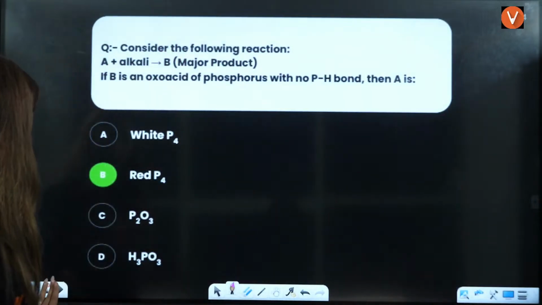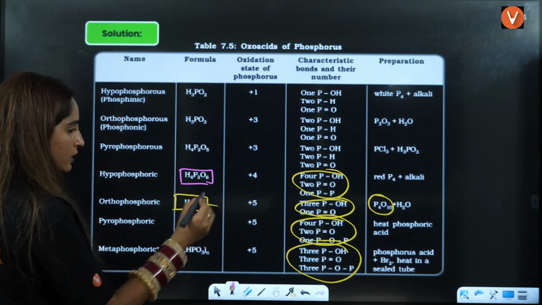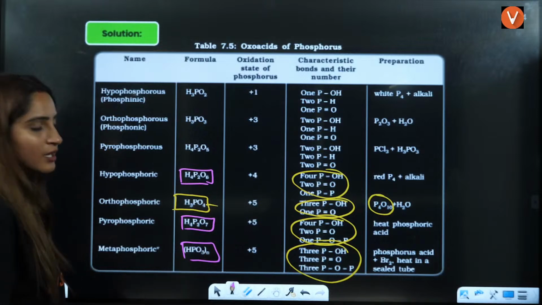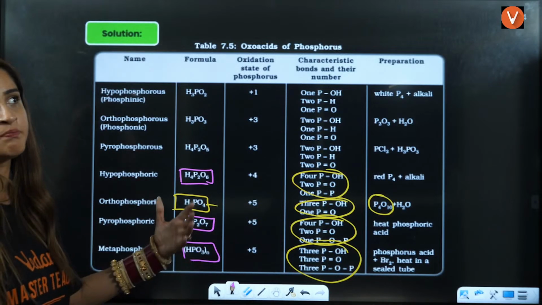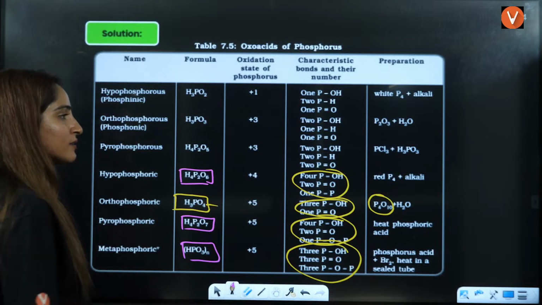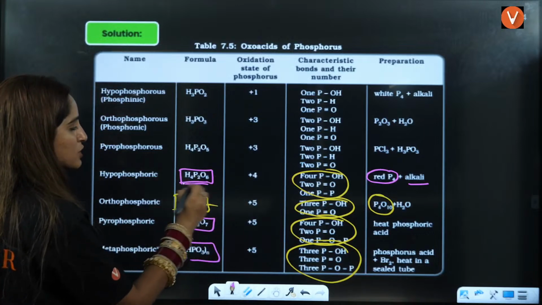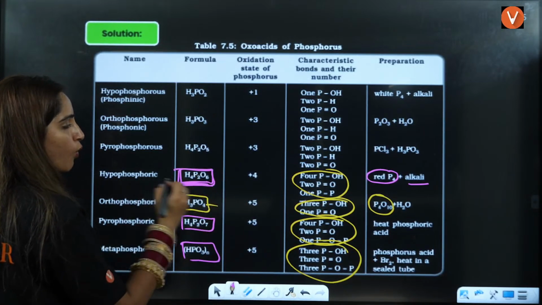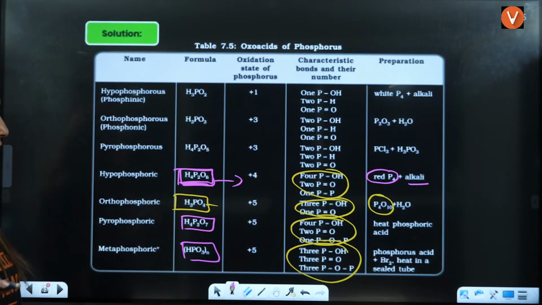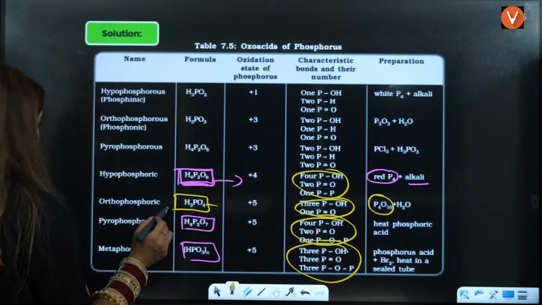Right? If you see this table, rest of the things are H4P2O8, right? H4P3O7 and HPO3 and N, that is a polymer, right? So from here we can see only this one: from red phosphorus plus alkali, you have the formation of H4P2O8, right? That we can see. Okay, understood? Here, what is the structure of H4P2O8?